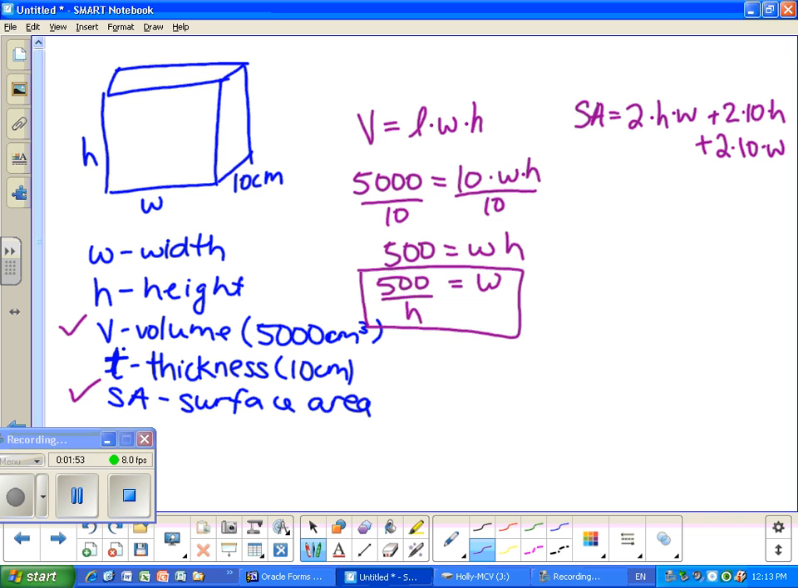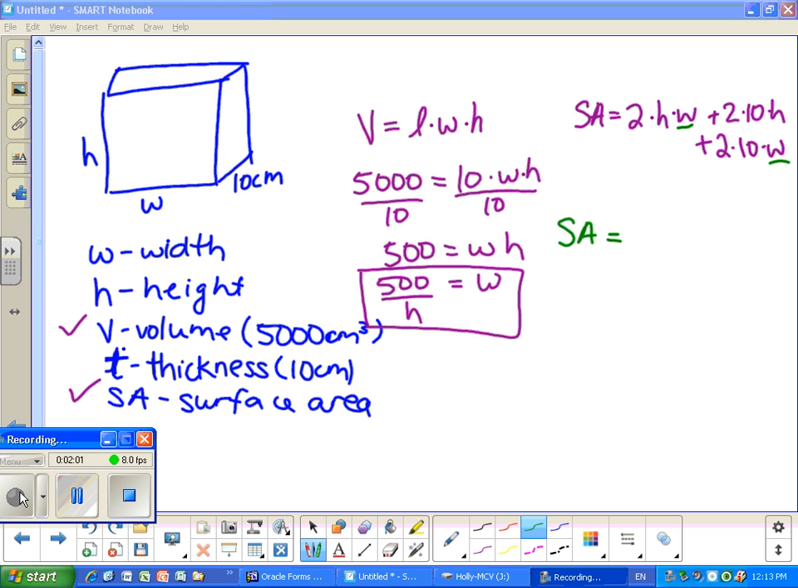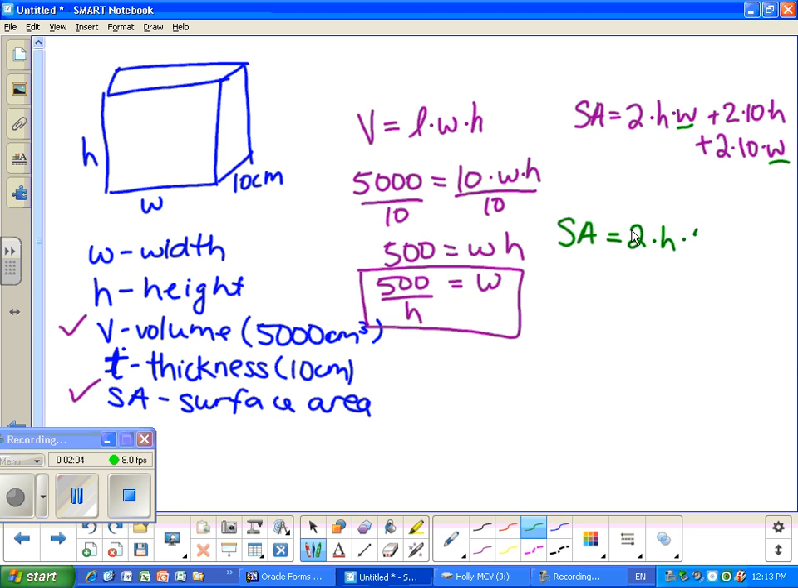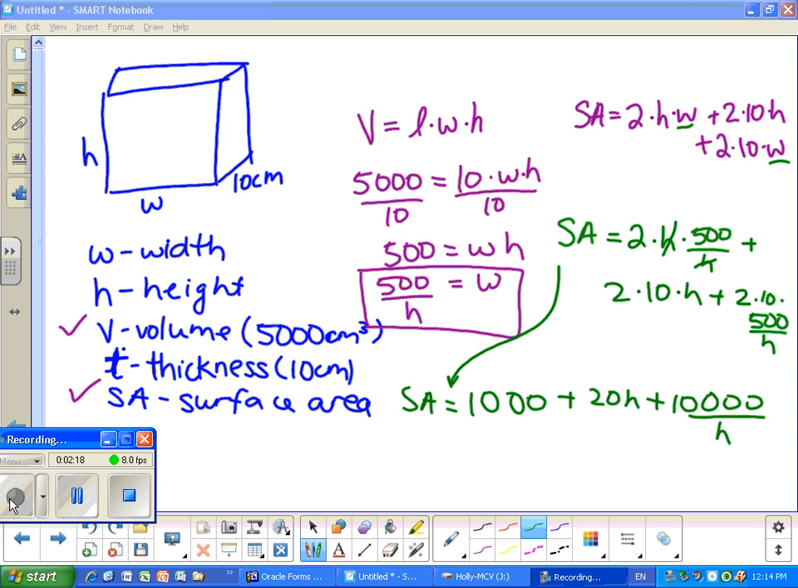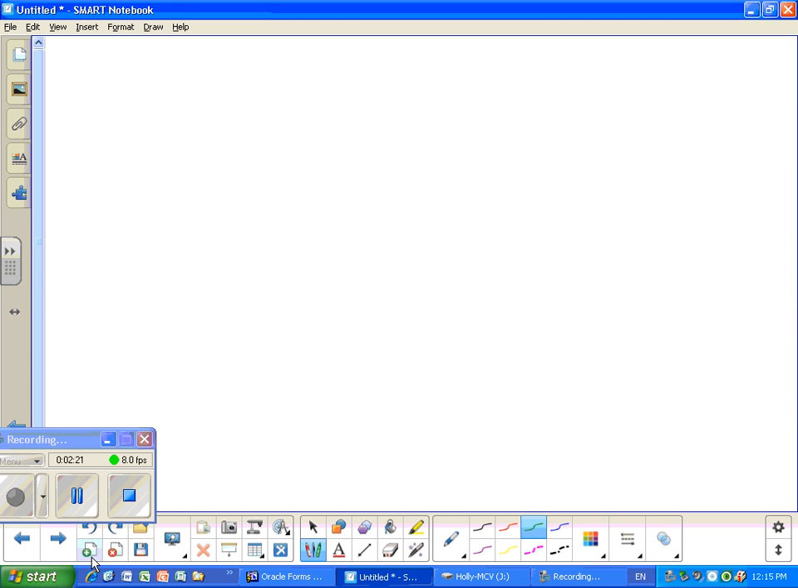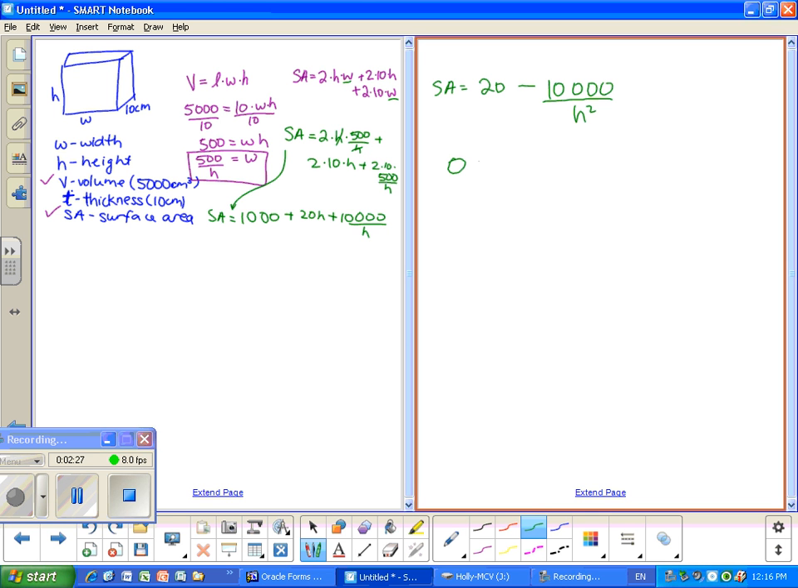So now we're going to use that in our surface area equation. Let's substitute in. Surface area equals, do we know what height times W is? So we're going to put in 2 times H times 500 over H plus 2 times 10 times H plus 2 times 10 times 500 over H. And then you can simplify again. So there's your surface area equation. If we go and find the derivative of our surface area, I'll let you do that first. The max or min is going to happen when it equals 0. And you can solve for H.